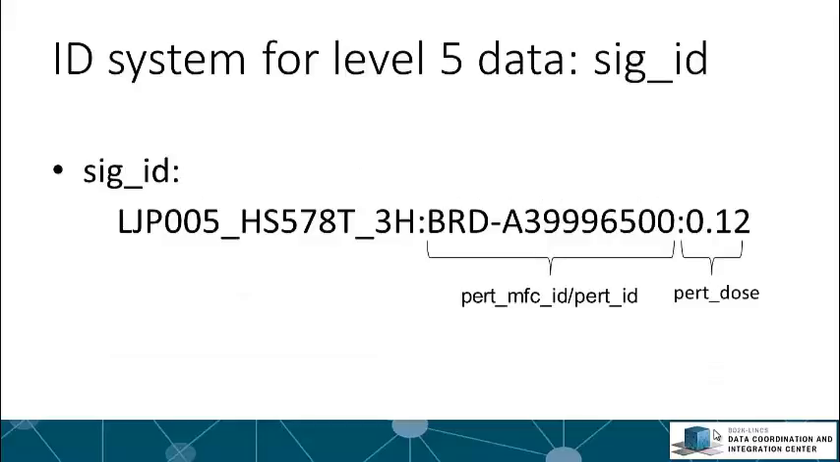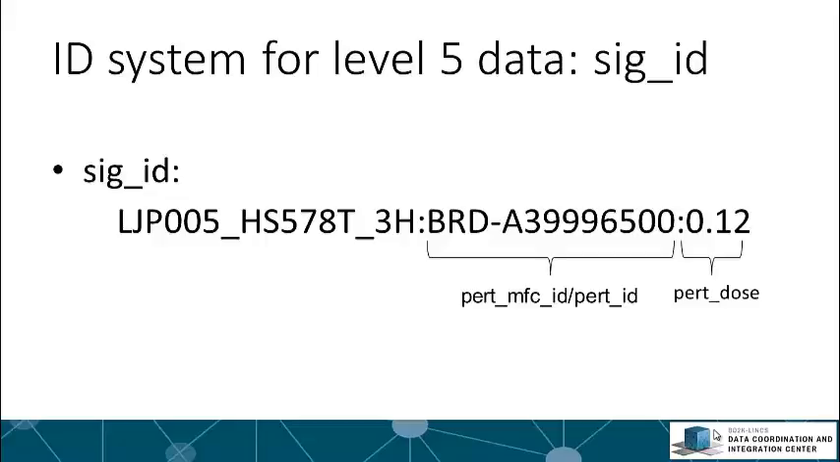This slide shows the SIG ID, which is the ID for the level 5 data. SIG ID also consists of 3 parts: brew prefix, per ID, and per dose. Per ID is the compound index of the Broad Institute, as BRD is the abbreviation for Broad. In the LINCS L1000 data, each experiment is determined by 4 pieces of information: perturbation, cell line, dose, and time points. You can see SIG ID reflects the 4 essentials.